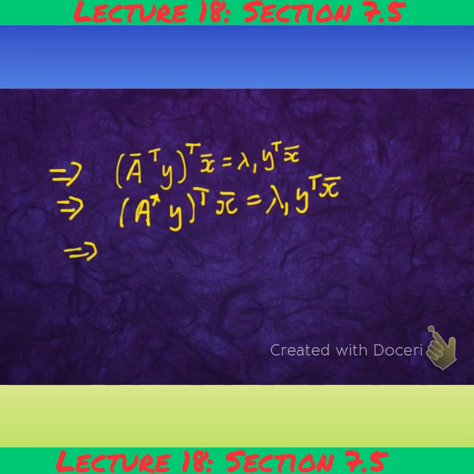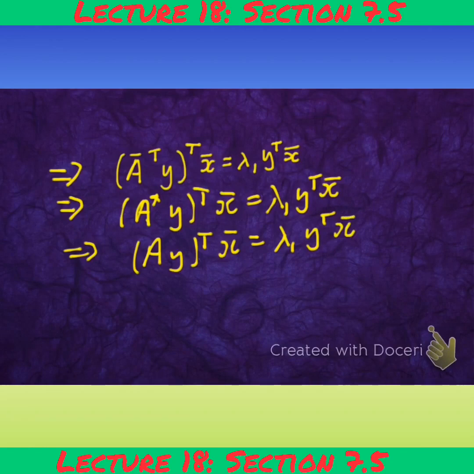And so you can replace that with A transpose X bar, lambda 1, Y transpose X bar. And therefore we can replace AY with, remember, that's now the eigenvalue that corresponds to Y, okay?